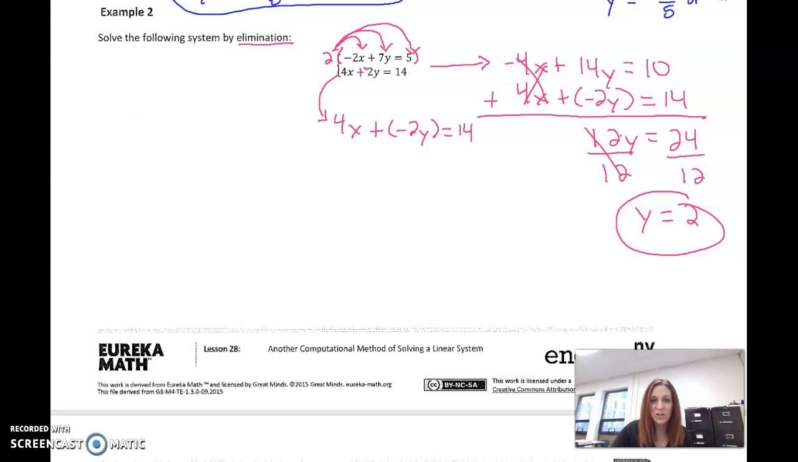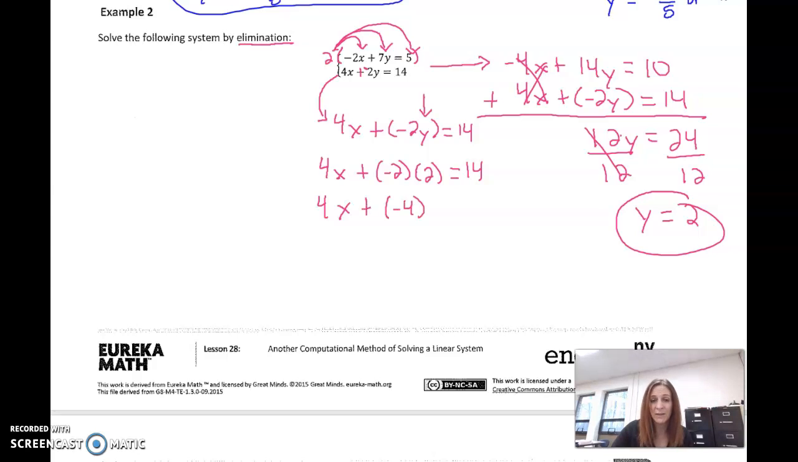Okay, and I'm going to say, hey, y is 2. So I'm going to plug a 2 right in right here. And I'm going to say 4 times x plus negative 2 times 2, just plug 2 in there for y, equals 14. And now I'm going to simplify and solve.